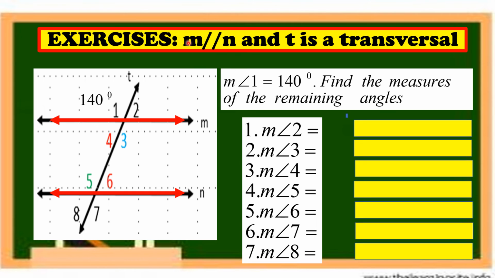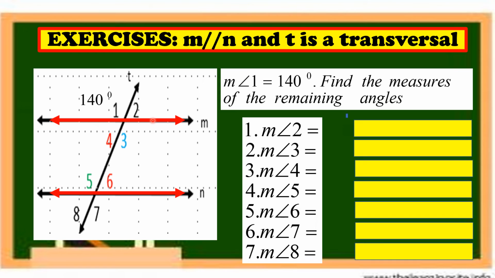We have the exercises. Line M is parallel to line N, and T is a transversal. The measure of angle 1 is 140 degrees. We need to find the measure of the following angles. What is the relation of angle 1 and angle 2? Angle 1 and angle 2 form a linear pair. Therefore, the measure of angle 1 plus the measure of angle 2 equals 180.